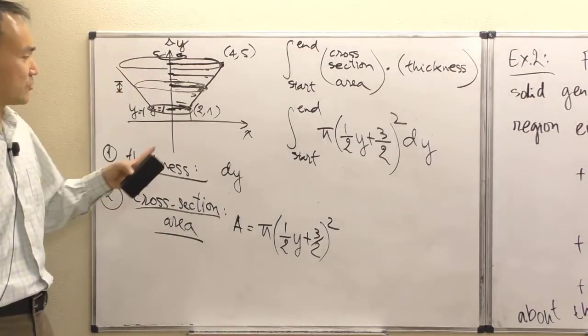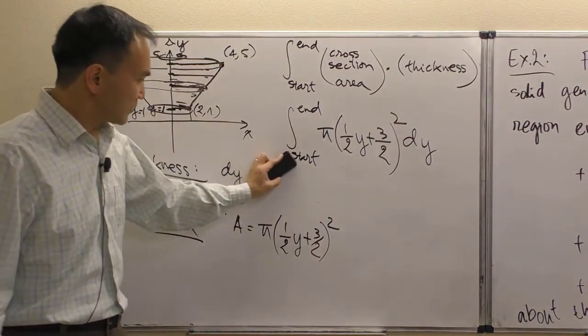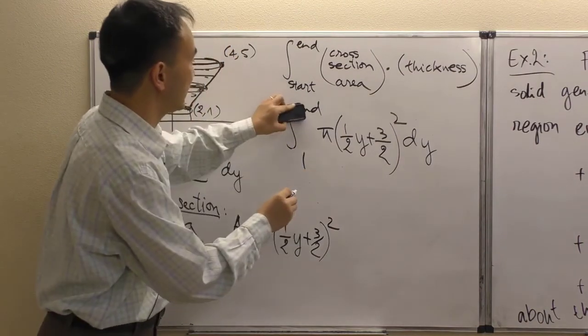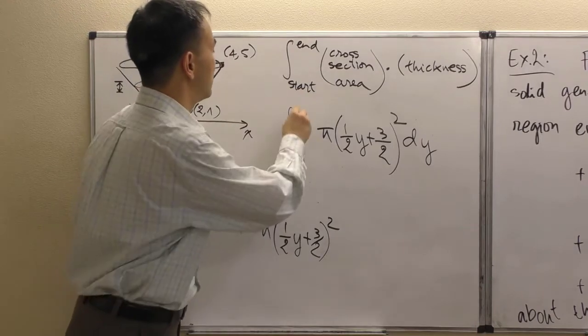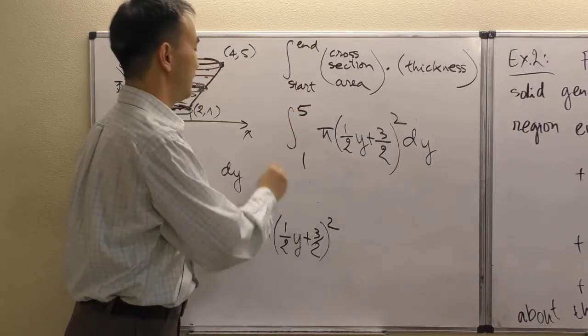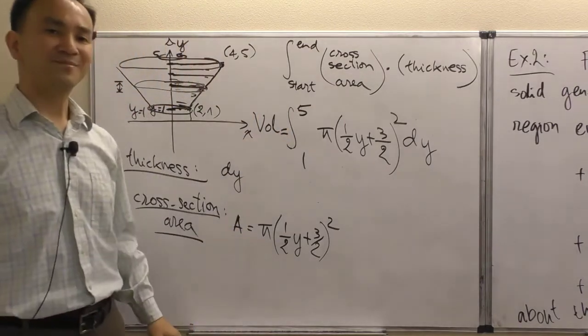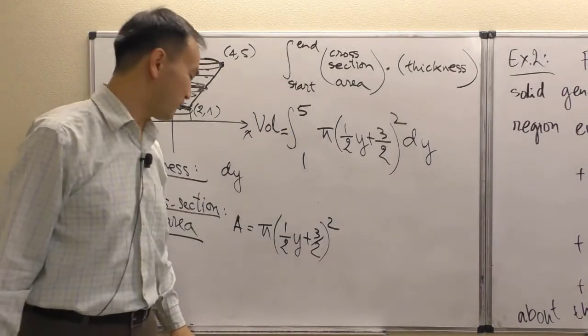Okay, and so now the start here is clearly 1, and the end of the accumulation is 5. All right, and now that defines our volume setup for that.